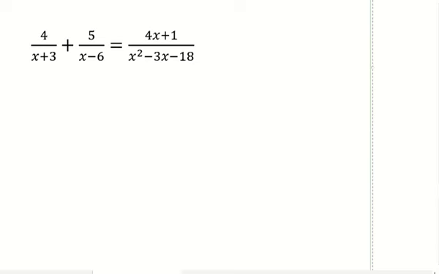Okay, and here we have one where it looks pretty beastly. But I'm telling you, it's not going to be that bad. So what we're going to do is we're going to get a common denominator of x squared minus 3x minus 18. Because if I start by kind of factoring this guy, that's x minus 6 times x plus 3.